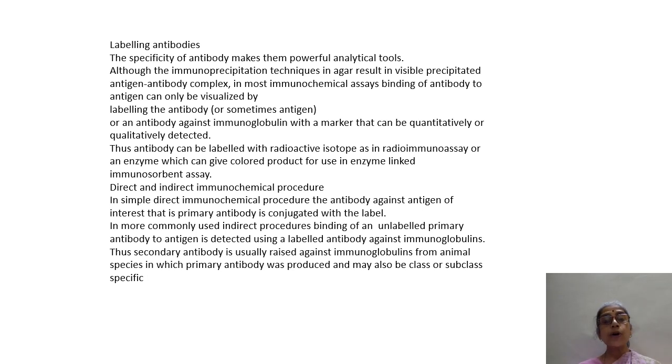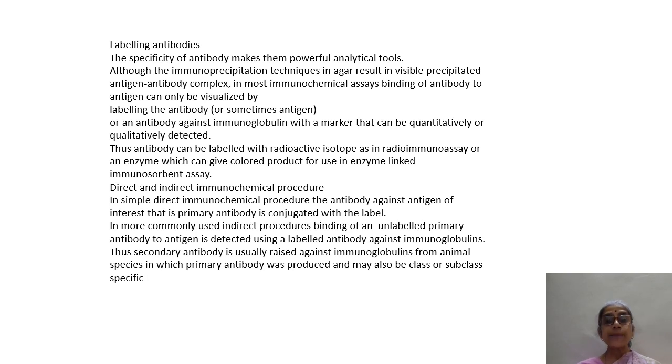In the more commonly used indirect procedures, the binding of the unlabeled primary antibody to the antigen is then detected with the help of a second antibody which is raised against the primary antibody. This secondary antibody is usually labeled with a marker.